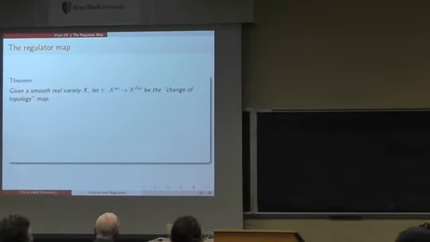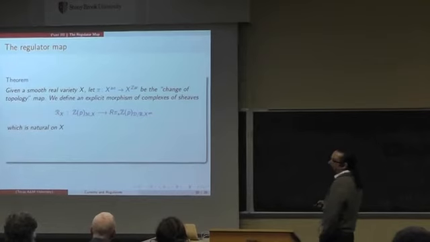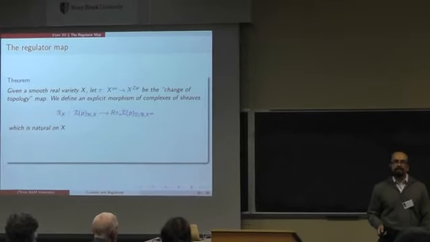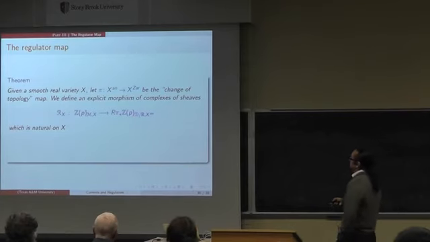And so now the theorem, again, is a bit like the change of topology map that Clara mentioned in her talk, but we're going to find an explicit morphism of complexes of sheaves that would be natural in X.